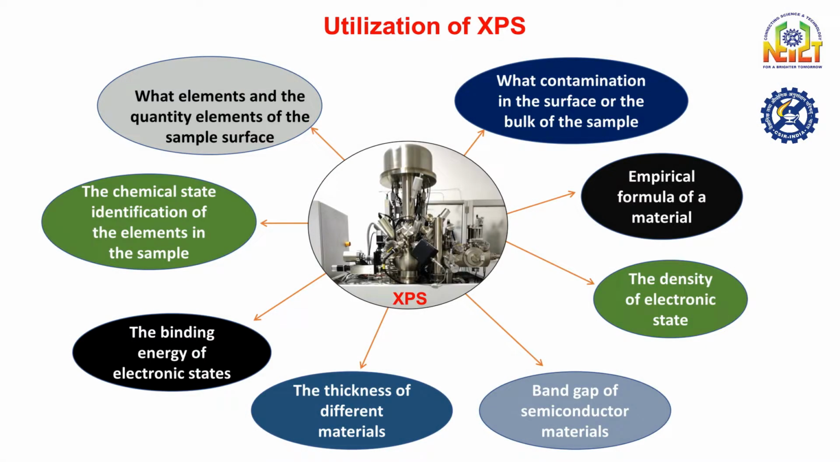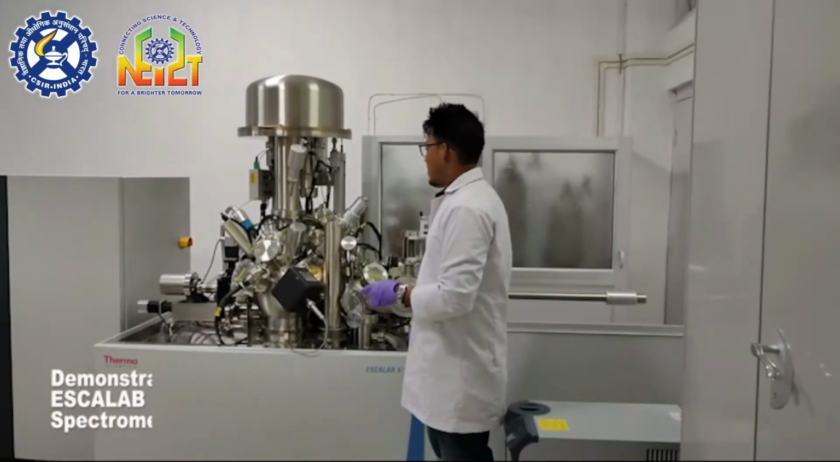XPS is utilized to identify the elements and the quantity of the elements on the sample surface, what contaminants are in the surface, the bulk of the samples, the chemical state identification of the elements in the samples, the binding energy of the electronic states, the thickness of different materials, the density of electronic states, the band gap of semiconductor materials, etc.